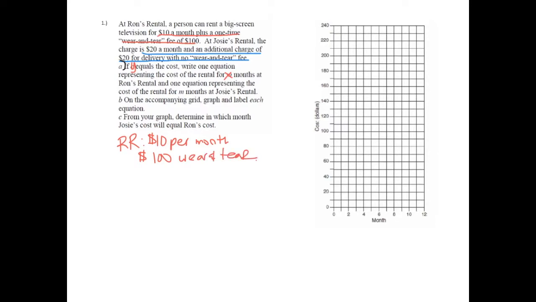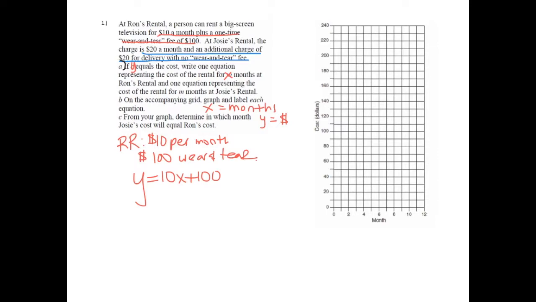Okay, so if we know that X is equal to the months and Y is the cost, the equation for Ron's Rental will be Y equals $10 a month, 10X, plus that wear and tear fee. All right, so that's Ron's Rental.